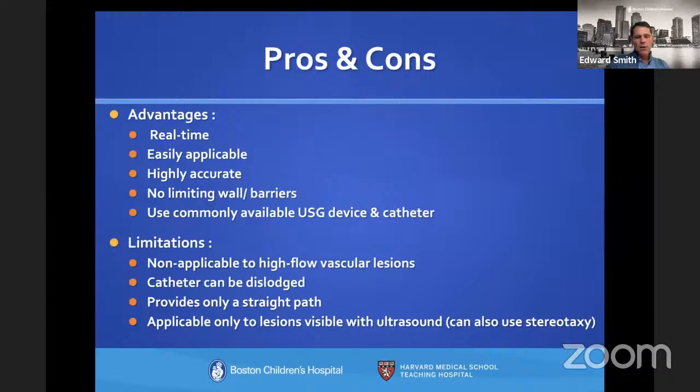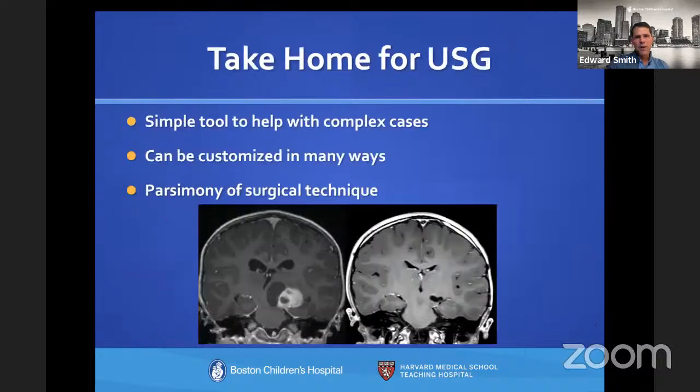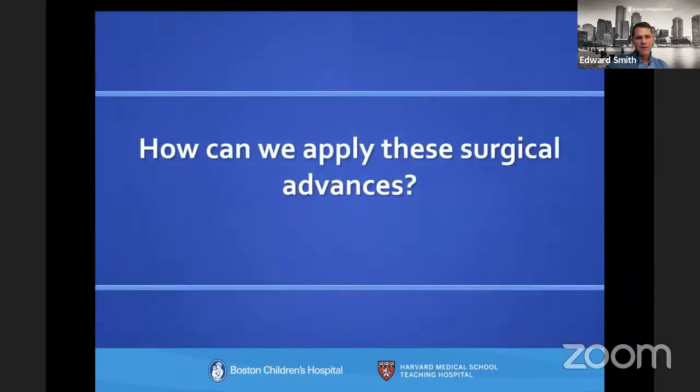So, the limitations here: it's only for straight paths. You can't go around curves if you have a Sylvian fissure or something deep. It's not applicable, obviously, to high flow vascular lesions like an AVM, and they have to be visible on ultrasound, which cavernomas certainly are. So this makes things a little bit easier and it can be customized. It's just another tool in the toolbox to try to make surgery for these a little safer. And the deep cavernomas are the tough ones, I think.